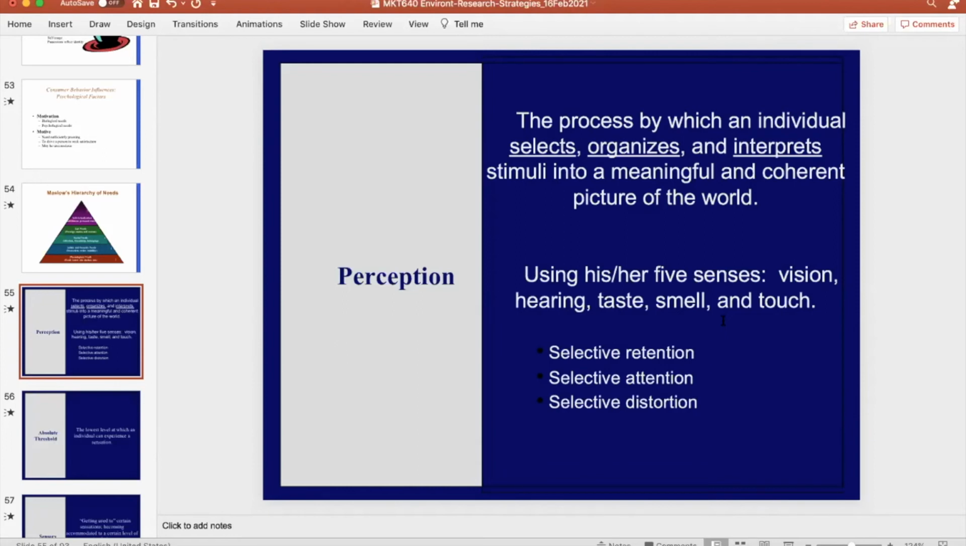So we very much have selective retention, attention, and distortion, because we are processing everything around us, and there's so much to look at and so much to remember that we can't remember everything, and therefore this is a way to eliminate and just filter everything.